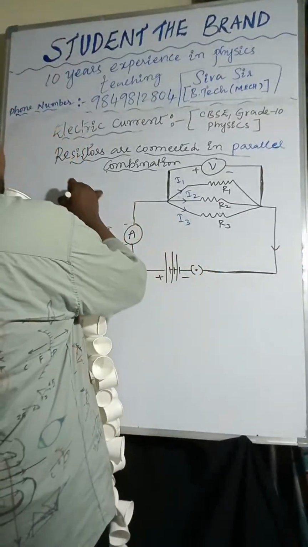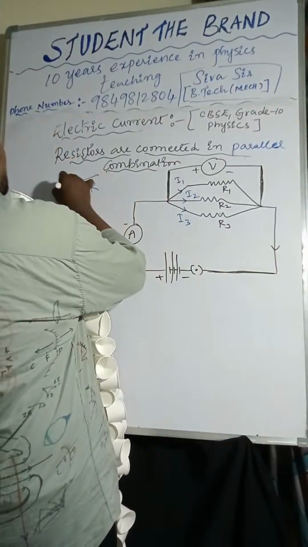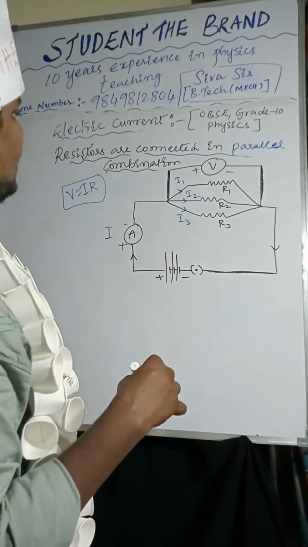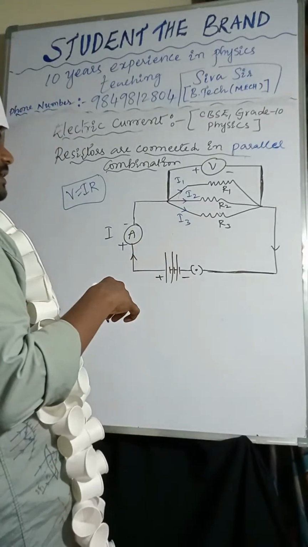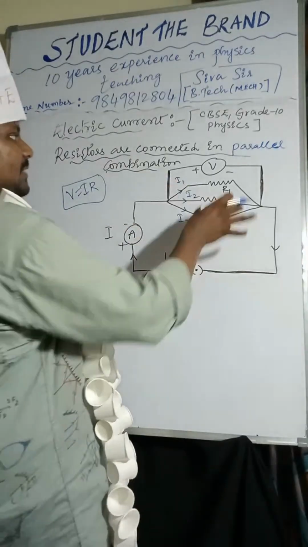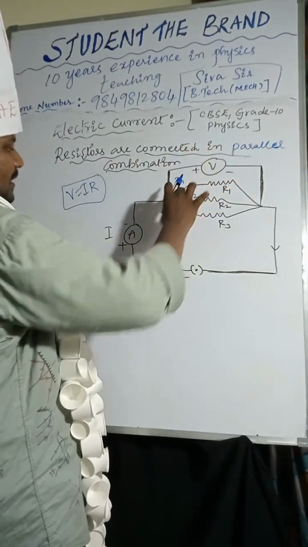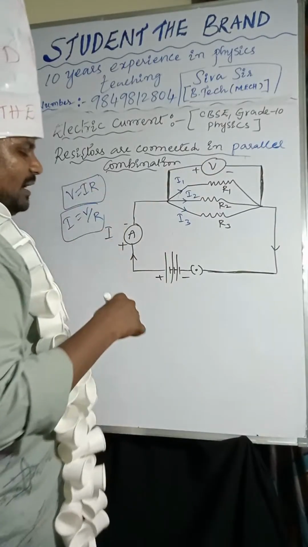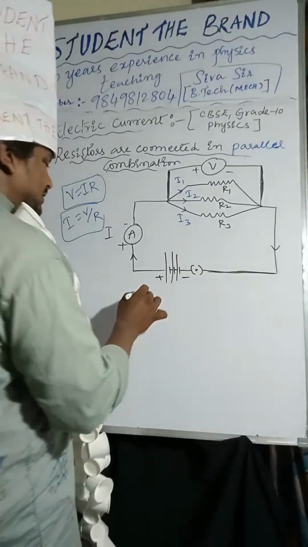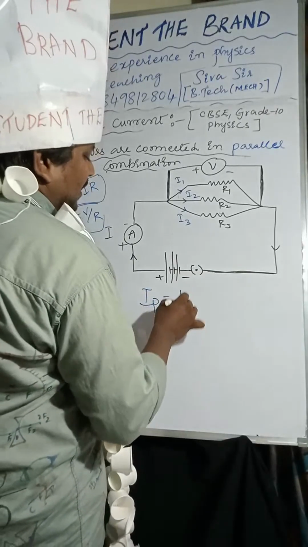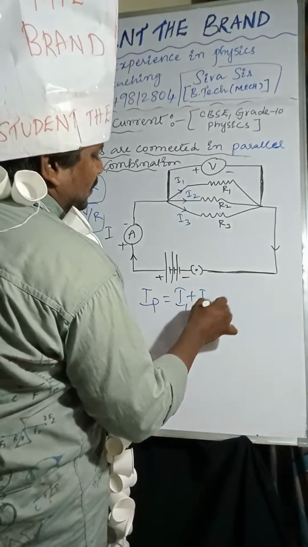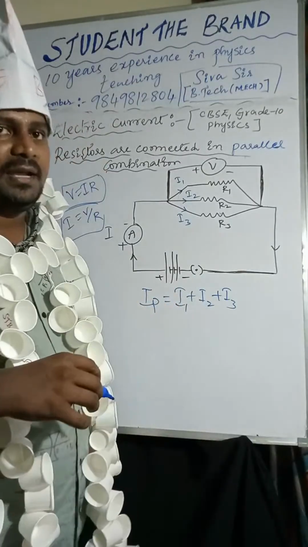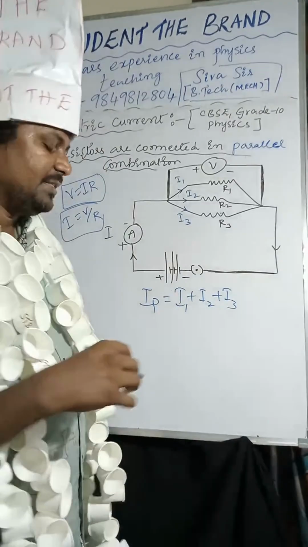Now from Ohm's law, V equal to IR. We know the potential difference is the same, only the current is dividing. So I equal to V by R. The total current IP equal to I1 plus I2 plus I3.